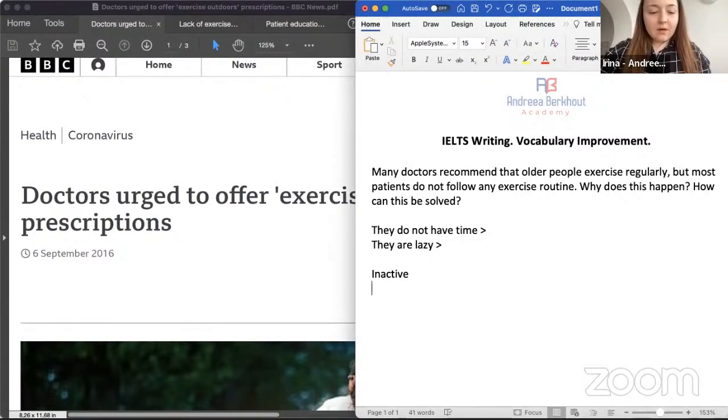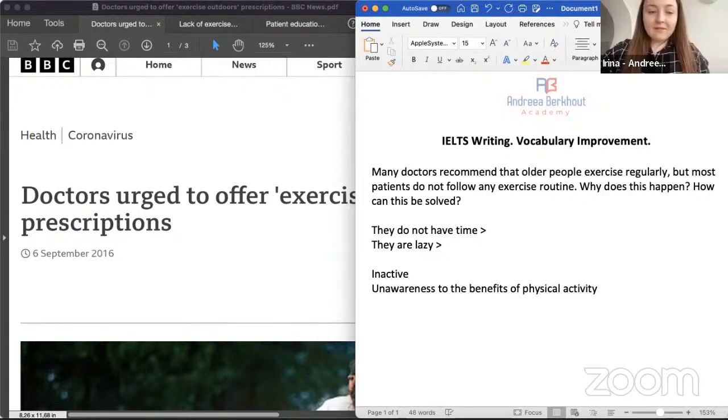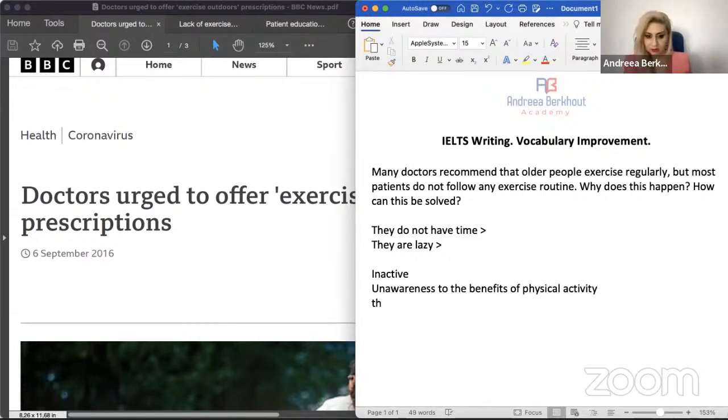You said something about them, let's say, unawareness. Yes, or maybe they have other comorbidities, so they are not allowed to follow the routine. Okay, so the fact that they have comorbidities is another cause of this. So they're not allowed, all right.